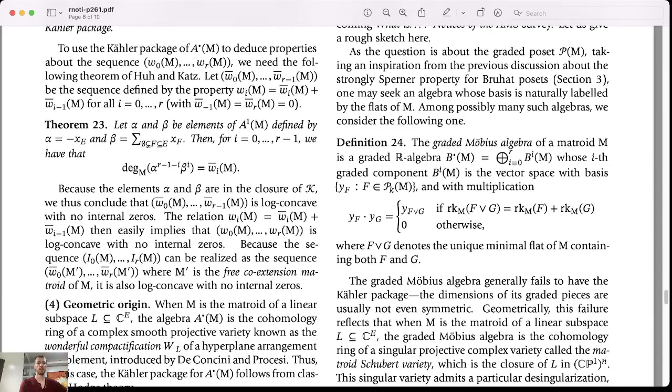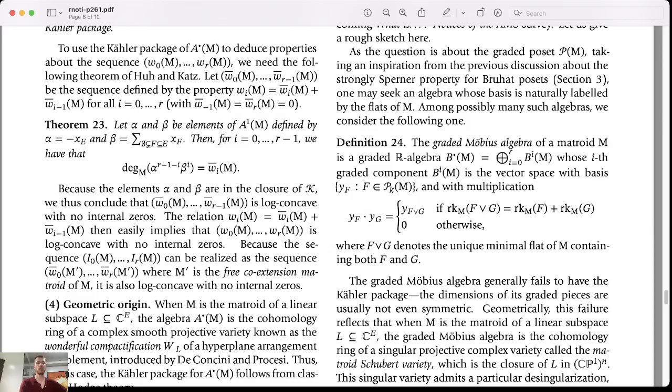To use the Kähler package of A dot of big M to deduce properties about the sequence W0 of big M through WR of big M, we need the following theorem of Ha and Katz. Let W0 bar of big M through WR minus 1 bar of big M be the sequence defined by the property Wi of big M equals Wi bar of big M plus Wi minus 1 bar of big M for all i equals 0 through R, with W minus 1 bar of big M equals WR bar of big M equals 0.